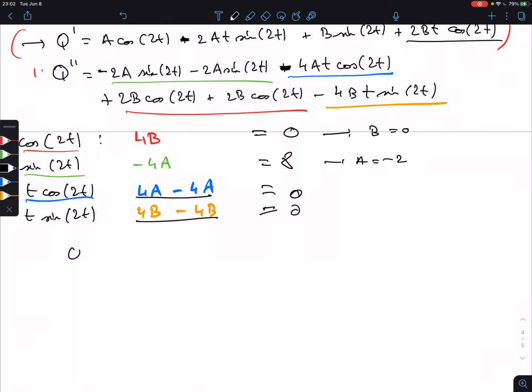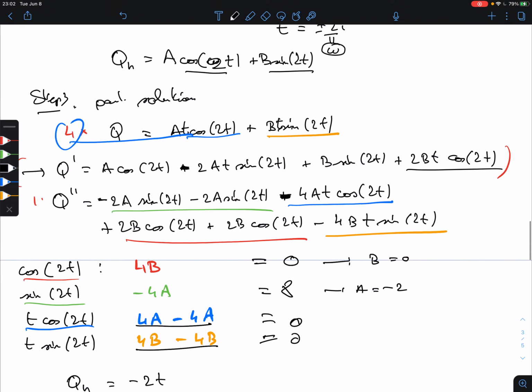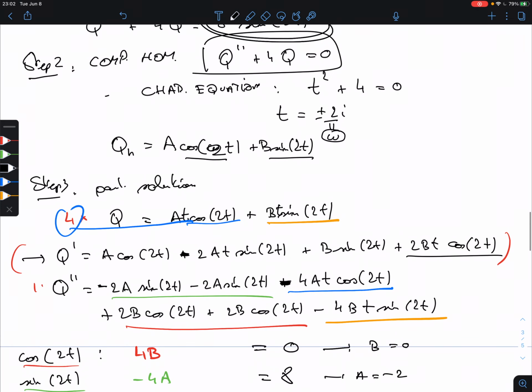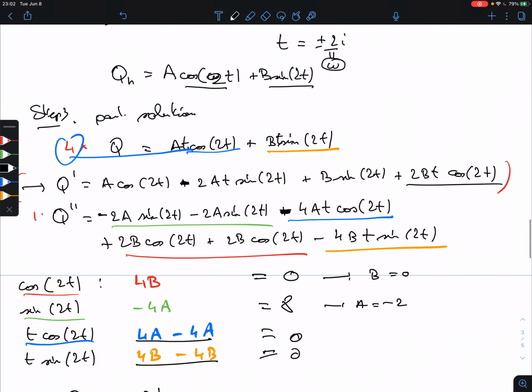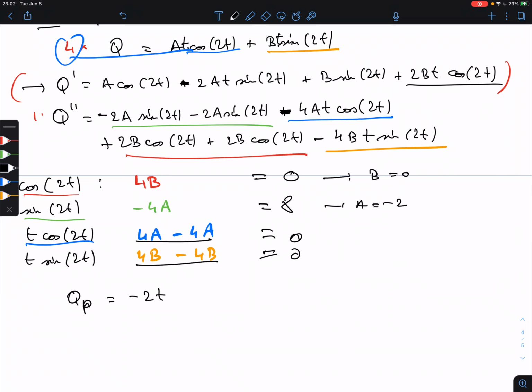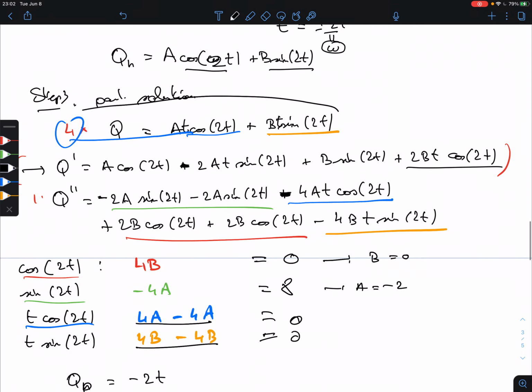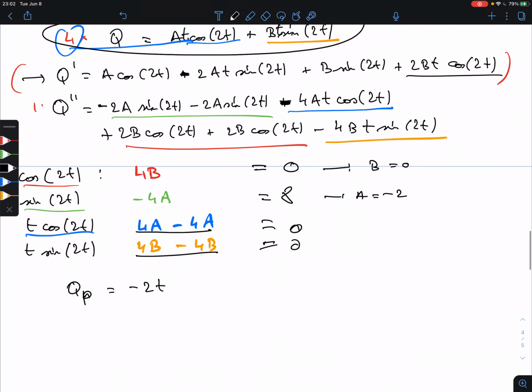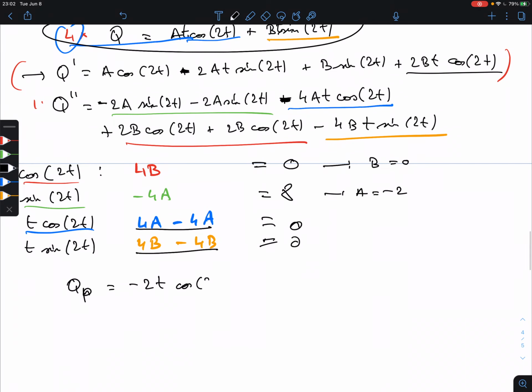So what is the particular solution? No, not the homogeneous solution. I mean the particular solution, sorry. This is this guy here, right? So minus 2t cosine 2t.